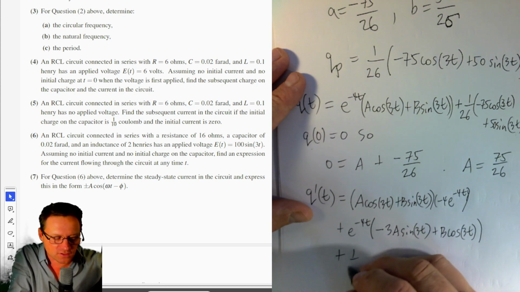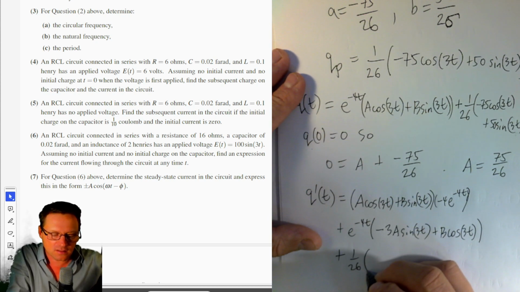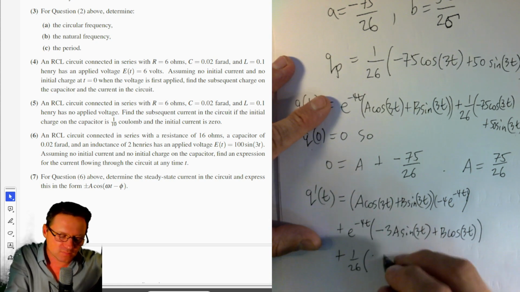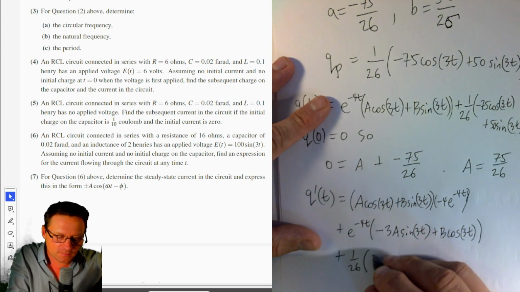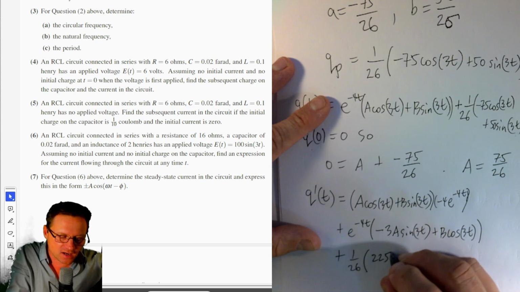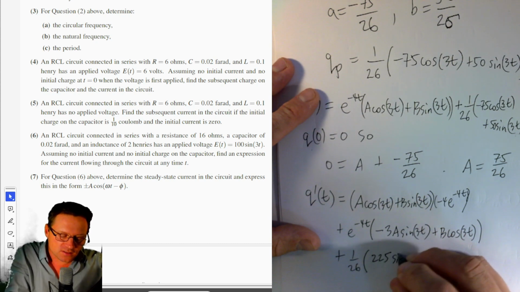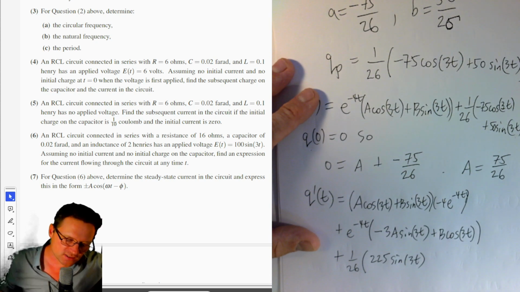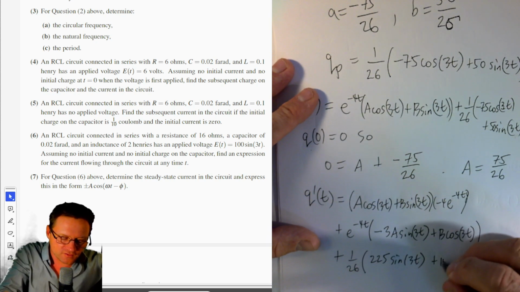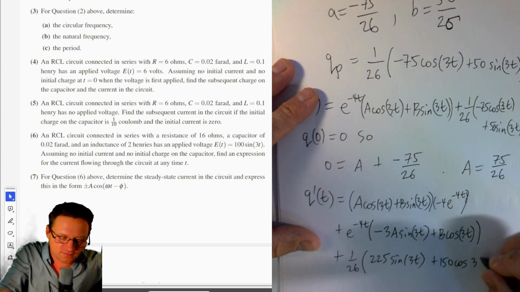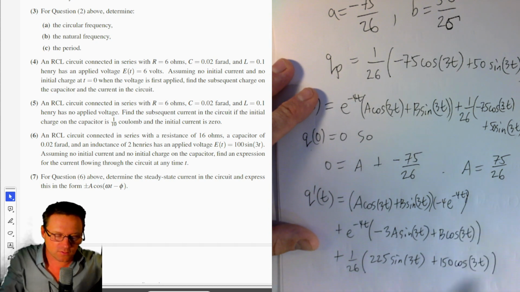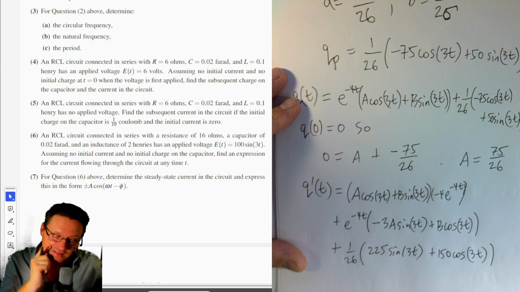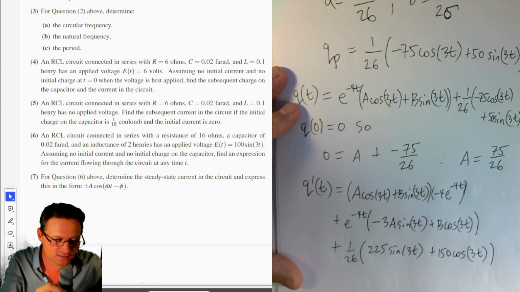Okay, so plus 1 over 26 in brackets 75 times 3. I think that's 225, isn't it? 225 sine of 3t. Okay, 50 times 3 is 150, so plus 150 cos of 3t. So I think we've correctly got the derivative now. So now what we need to do is sub in t is 0 to this.